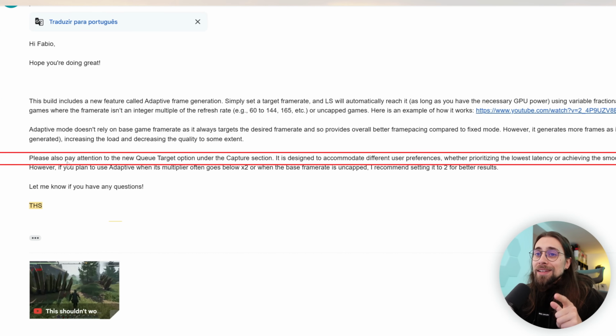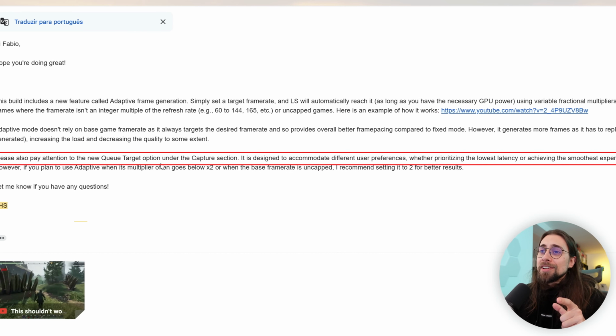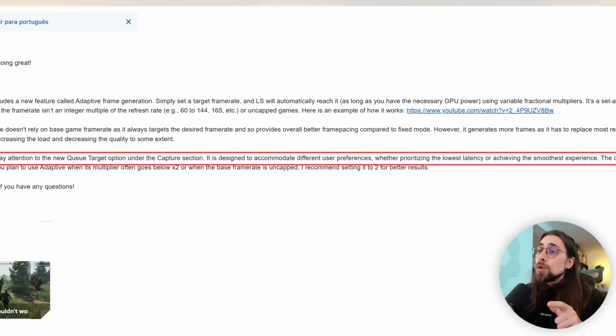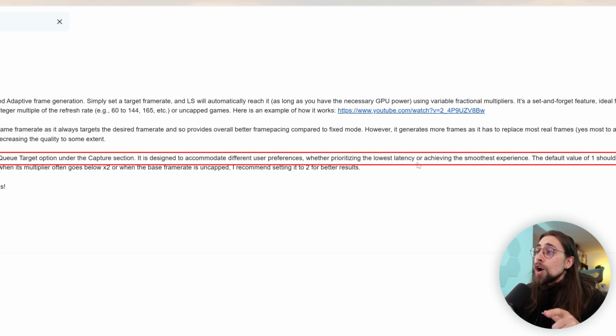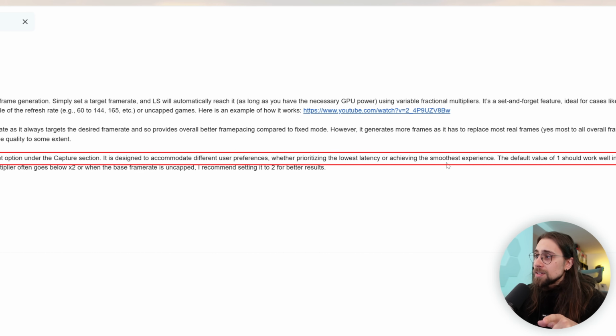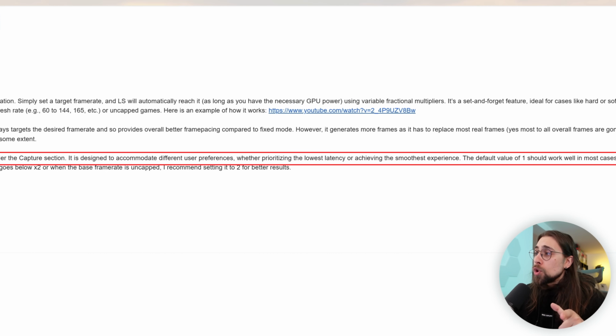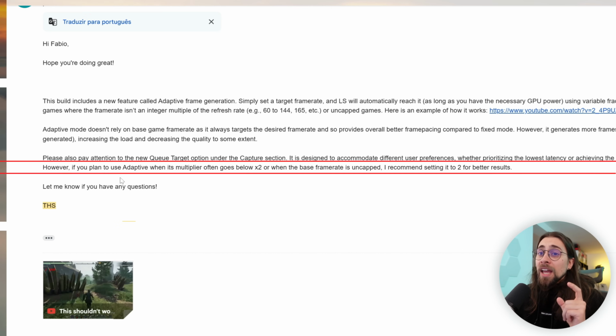Now there's a very important information from THS. Please also pay attention to the new QE target option under the capture section. It is designed to accommodate different user preferences, whether prioritizing the lowest latency or achieving the smoothest experience. The default value of 1 should work well in most cases. However, if you plan to use adaptive sync, or in this case adaptive frame generation, when its multiplier often goes below 2 times, or when the base frame rate isn't capped, I recommend setting it to 2 for better results. Again, this is very important.